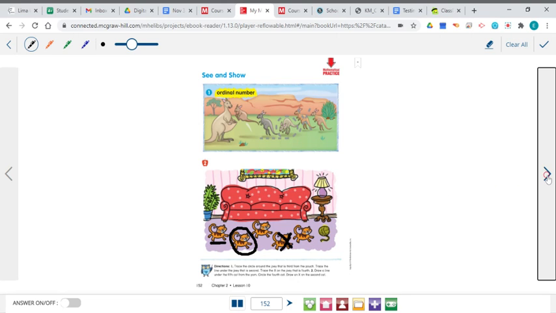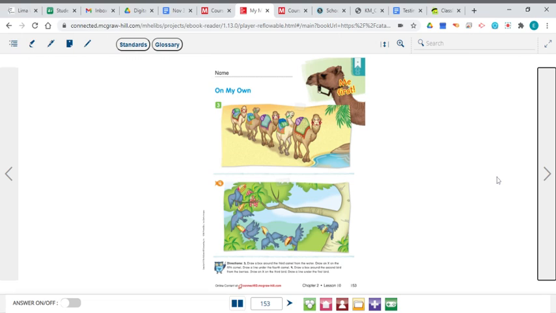All right, we're going to move on to page number 153. And now we see some camels in the desert. And they are all facing this oasis where they're going to get a drink. So they're all facing in this direction. So we would start our saying that this was the first camel, right? First, second, third, fourth, and fifth. Now the first direction on this page says to draw a box around the third camel from the water. So the third camel from the water is going to get a box.